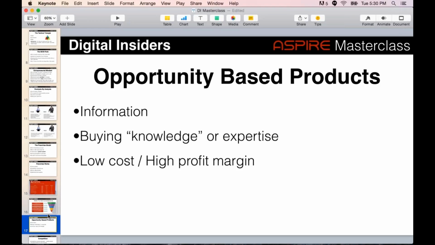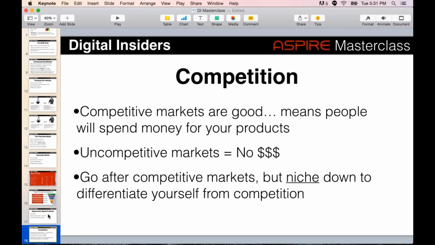But one of the benefits to selling these opportunity-based products or information products, instead of physical products, is simply that, at the basic level, it's because of the low cost and high profit margin. You're selling information, so people are buying knowledge and expertise from you. That's very valuable, and it allows you to charge more for your products. And because it's all digital, it's not very expensive, so you can have very high profit margins when promoting these types of products.